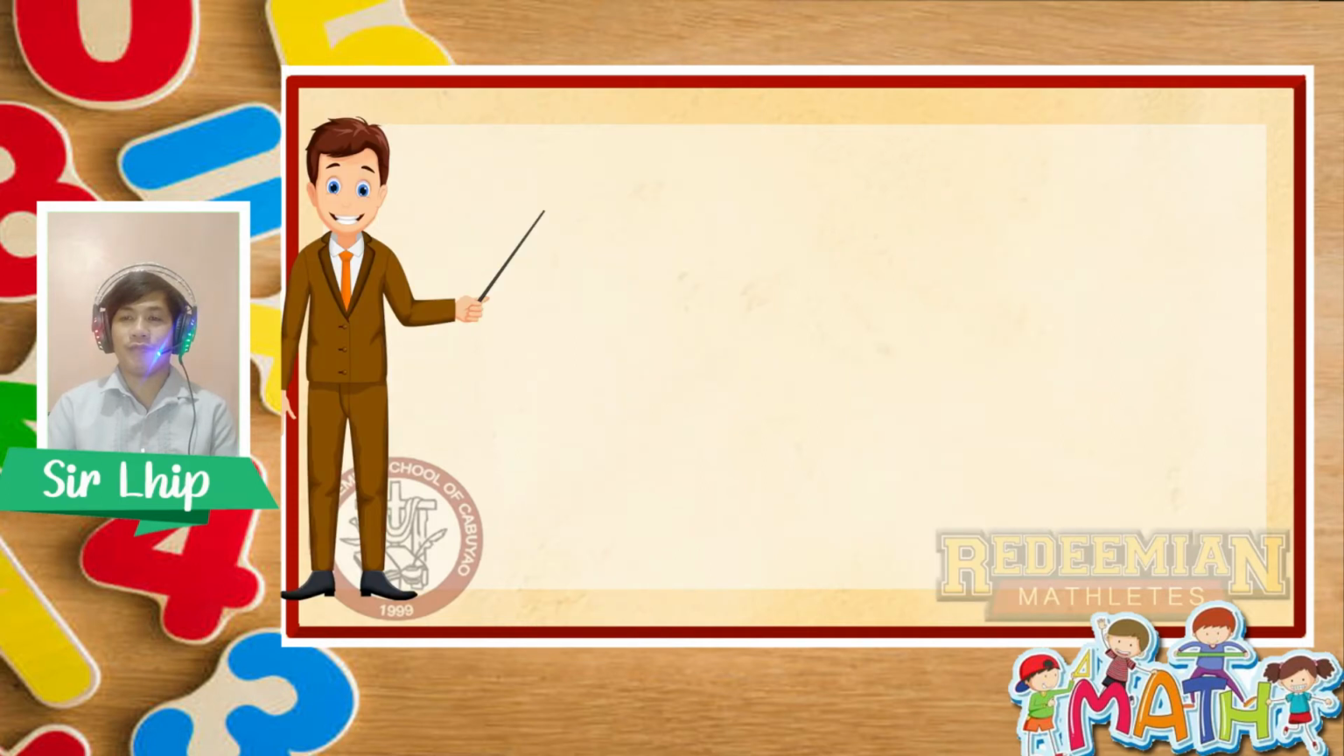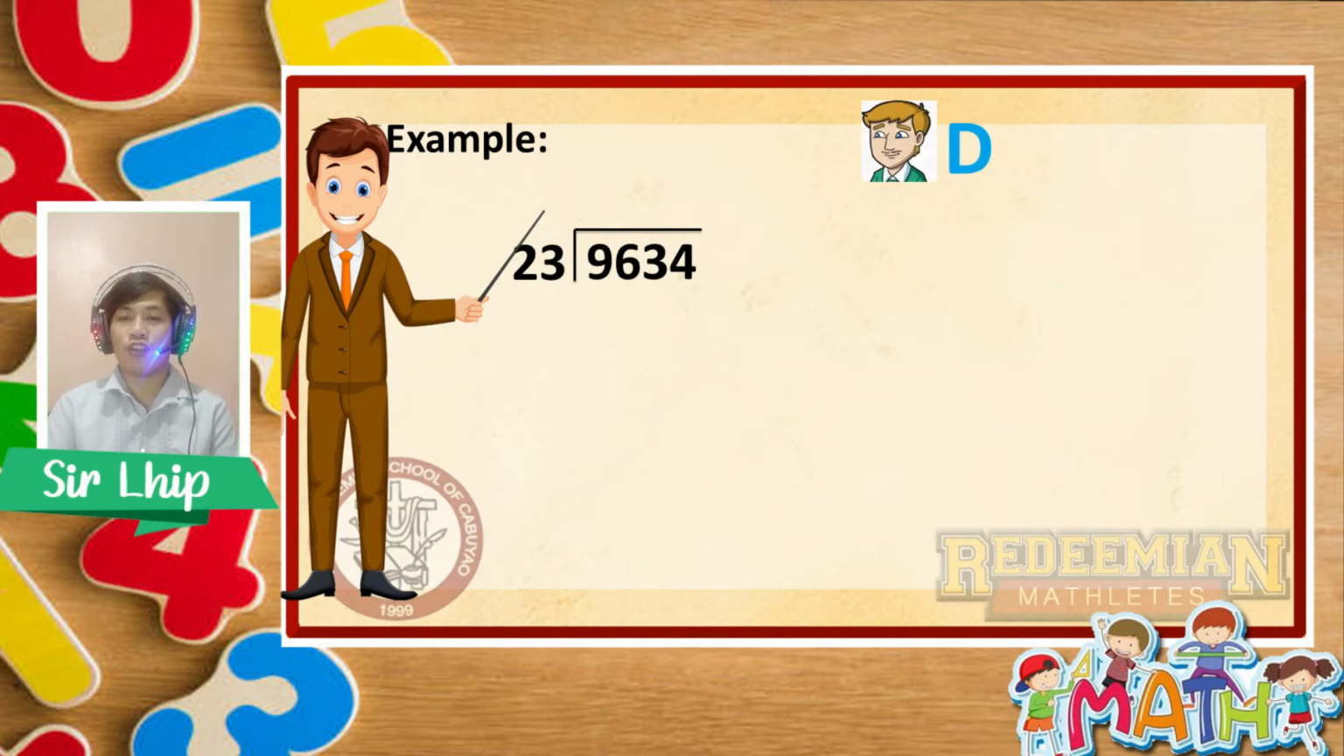Sample number 1. Daddy, we need to divide 9,634 divided by 23. So, divide first 96 divided by 23 is 4. Then, 4 times 3 equals 12, carry 1. 4 times 2 plus 1 equals 9, so 92.